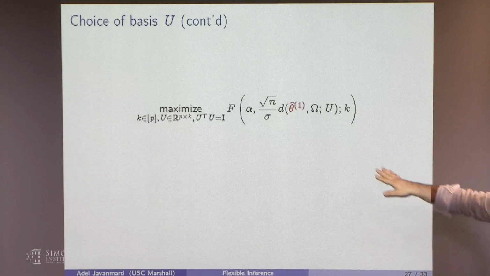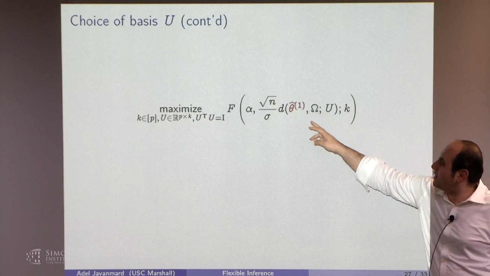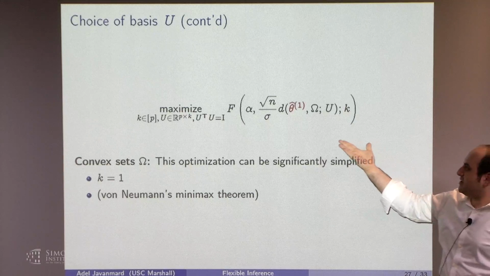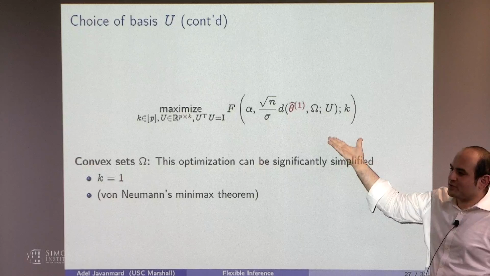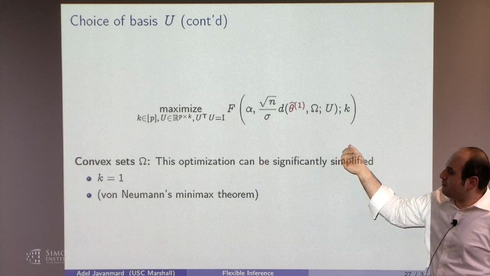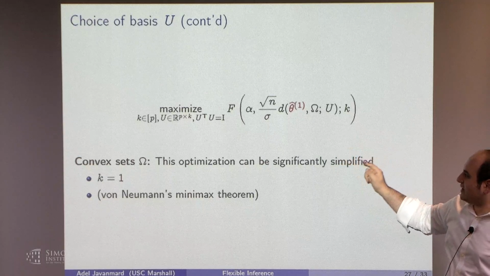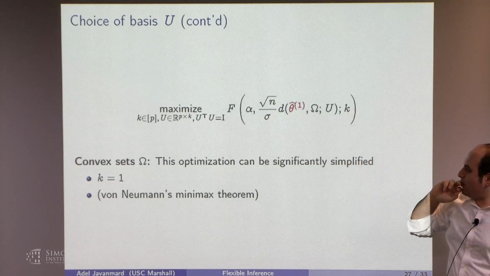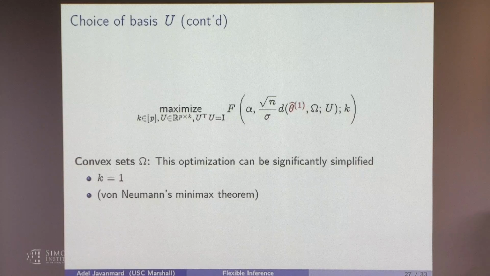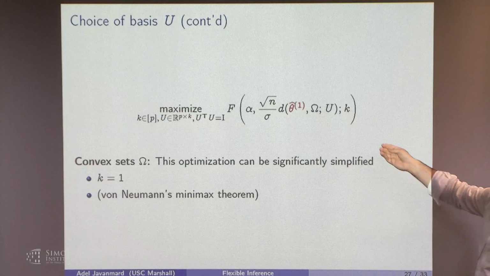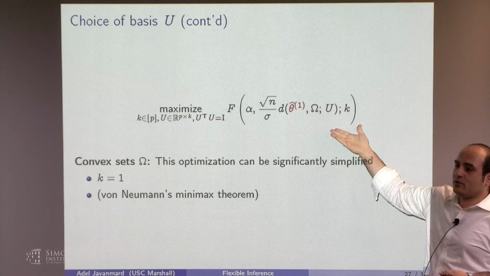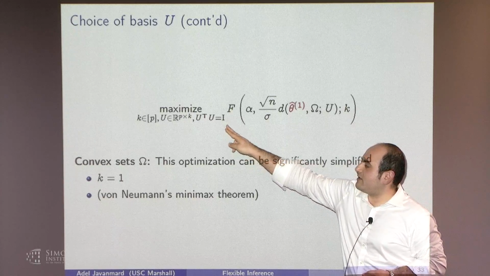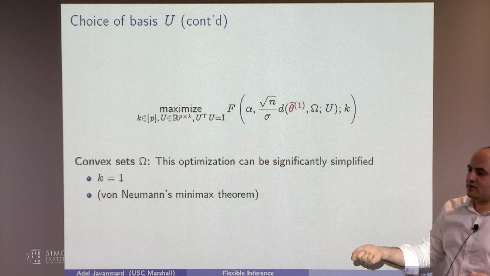Okay, so this becomes a problem that you have. This is theta at 1, and I want to optimize. So this is an optimization problem, but in principle, you should be able to solve it. But let me mention one case: if omega is convex, then this becomes super easy. Why is it super easy? When omega is convex, you can argue that the maximum of this cost function is achieved for k equal 1. So you need to take k equal 1, and then there is one specific direction that maximizes this power.